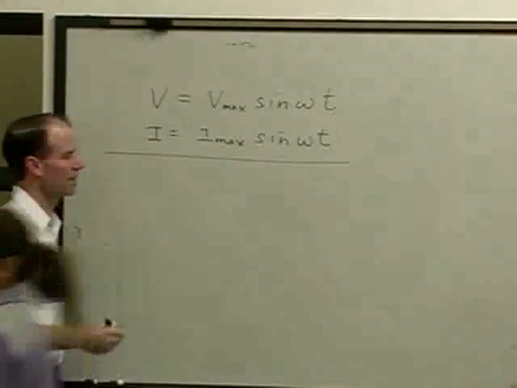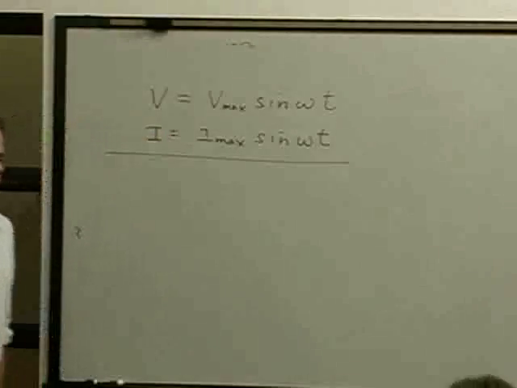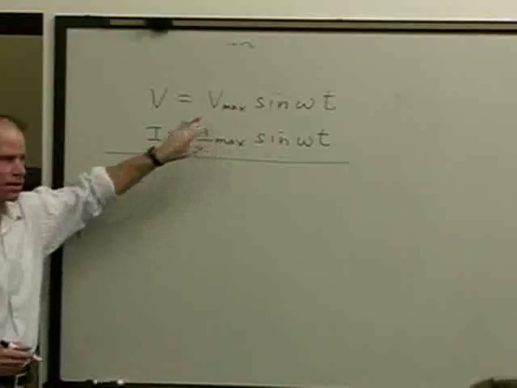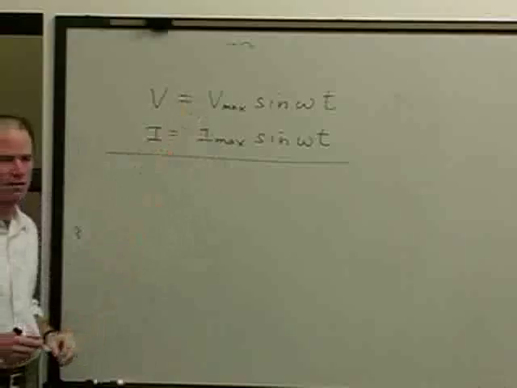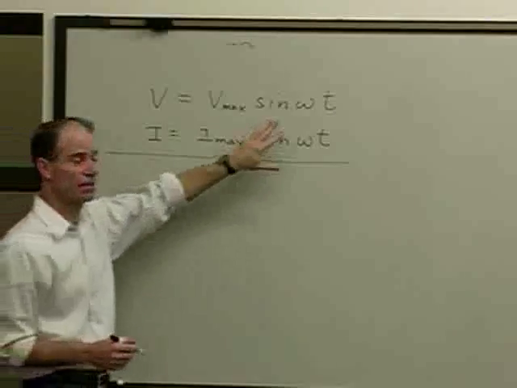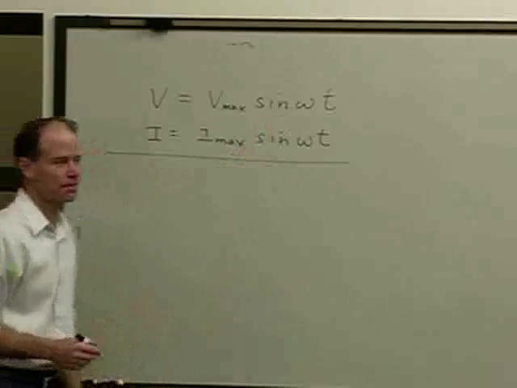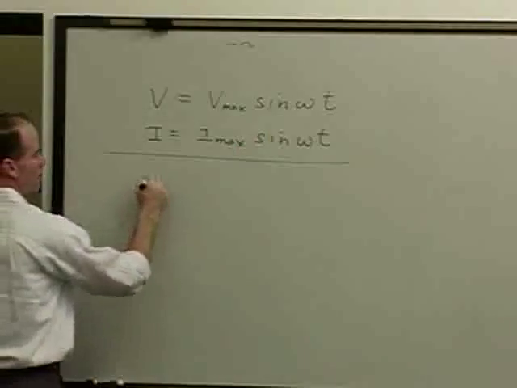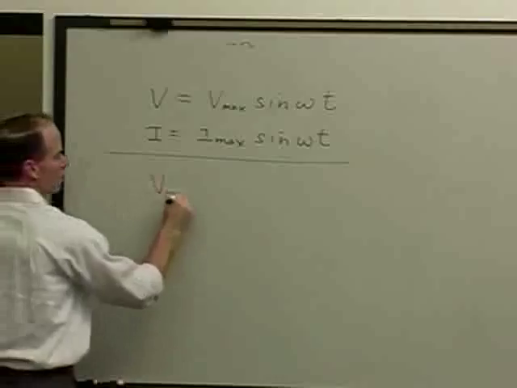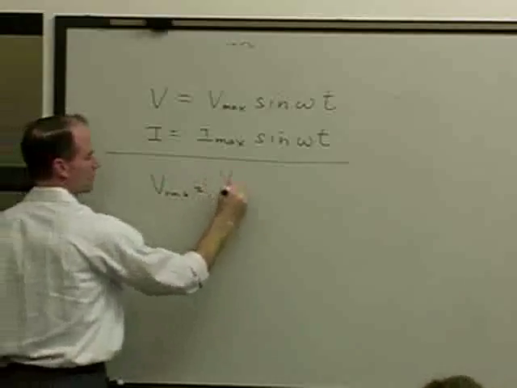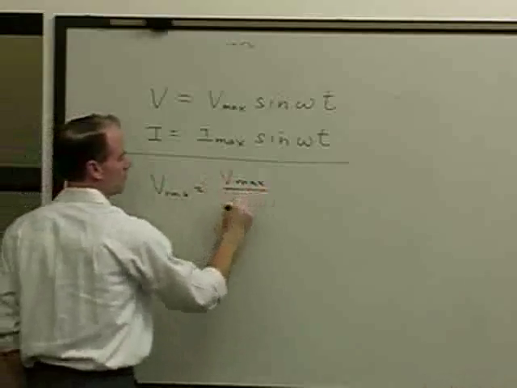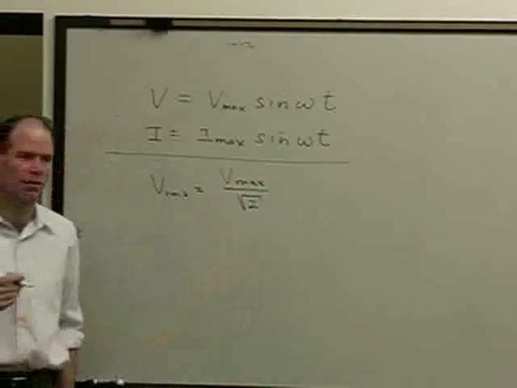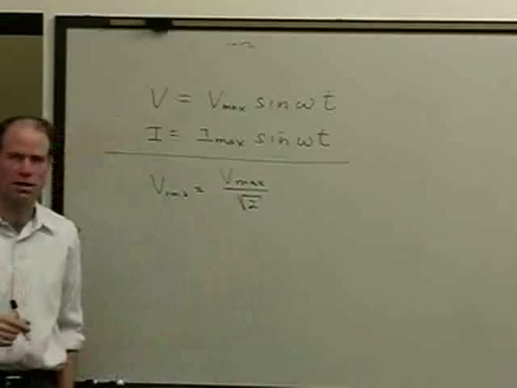Once we make these definitions, we can identify our maximum voltage and our maximum current as the coefficient out in front of the sine function, because the sine function can never be greater than 1. Then we can also say that we have what we call an RMS voltage, which is equal to our maximum voltage divided by the square root of 2. This is for a sinusoidal function, and that's the only kind of function that we're looking at in this chapter.